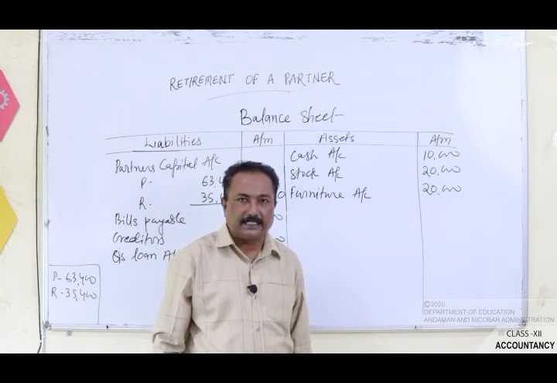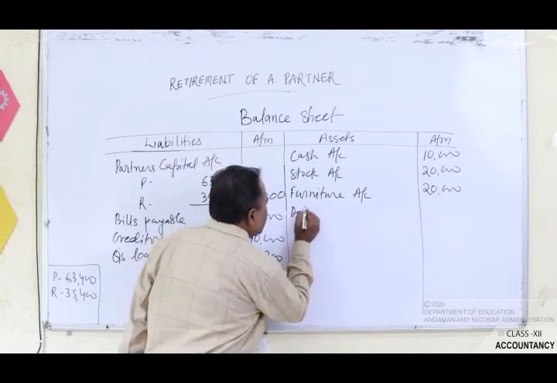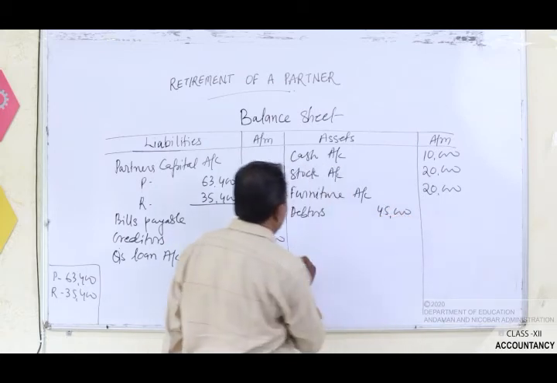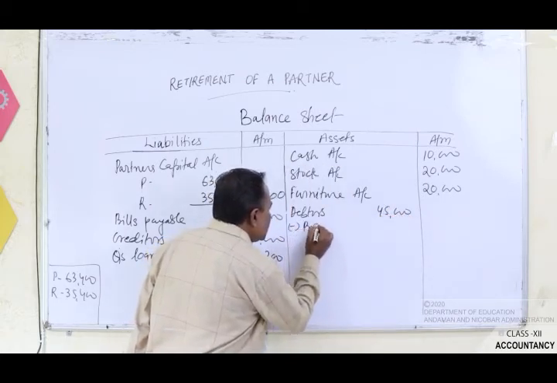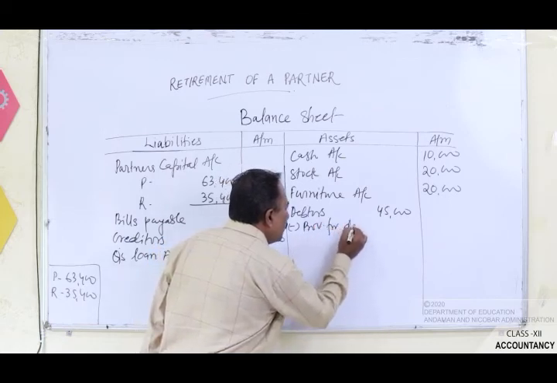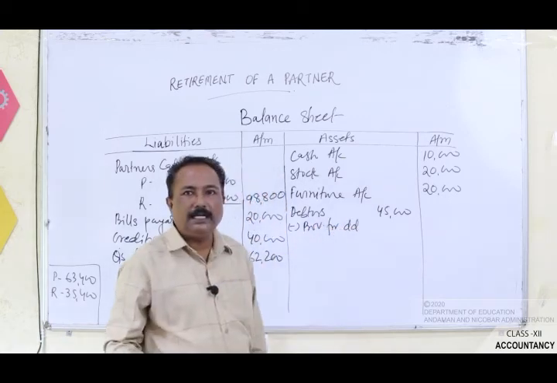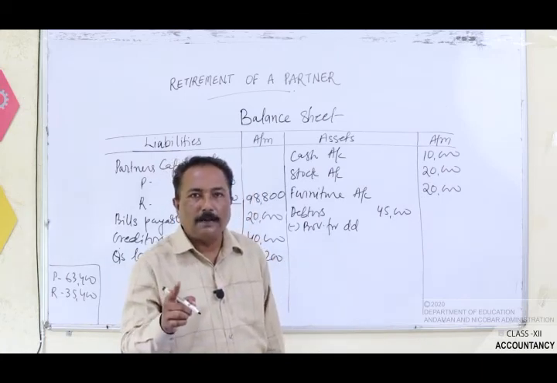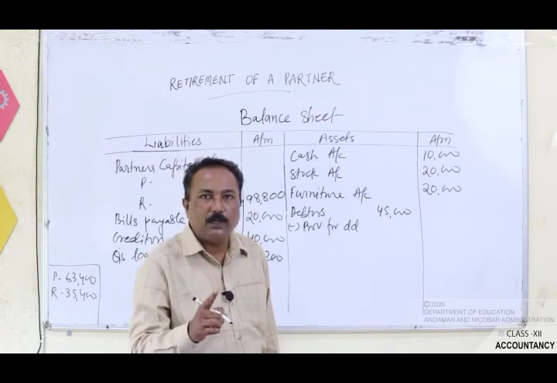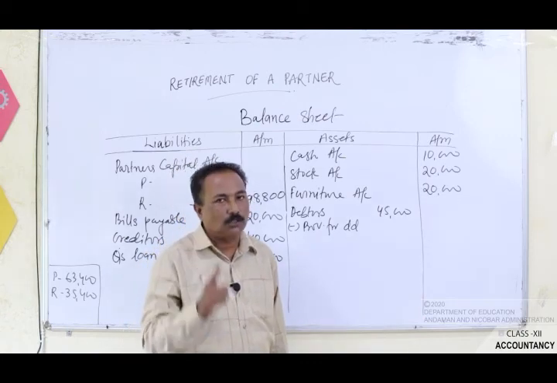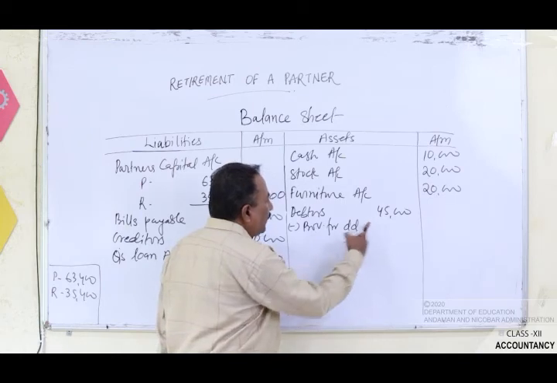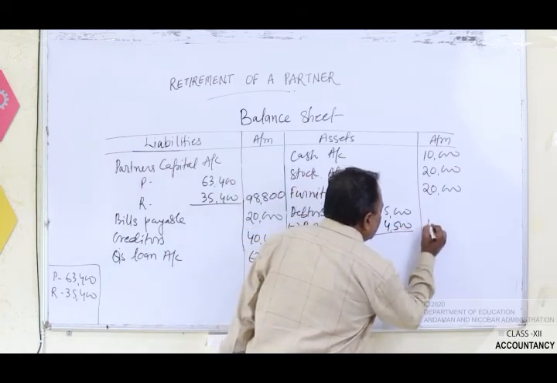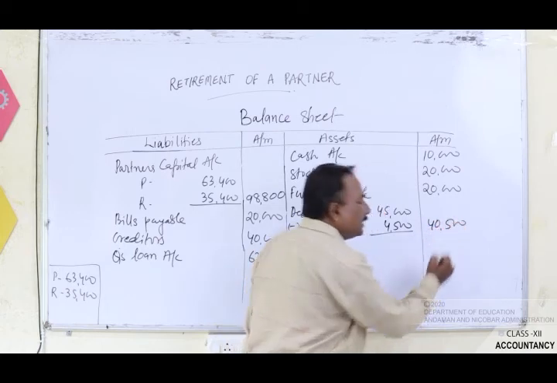It is debtors. Write here as debtors, and the amount has to be written in the inner column, less provisions for doubtful debt. We were asked to calculate 10% as provisions for bad and doubtful debt, and we had calculated it amounted to rupees 4,500. That 4,500 rupees has now to be subtracted. If we subtract, it is rupees 40,500.